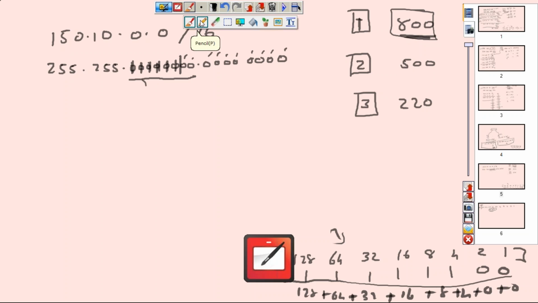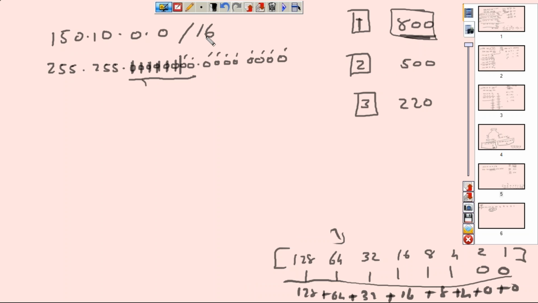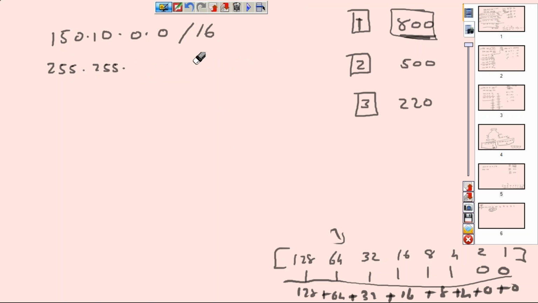So what do we have? 128 plus 64 is 192, plus 32 is 224, plus 16 is 240, plus 8 is 248, and 4, it's 252. Why did I say 254 then? My bad. Is that what confused you? Now it's clear. Alright. So we have 252.0.